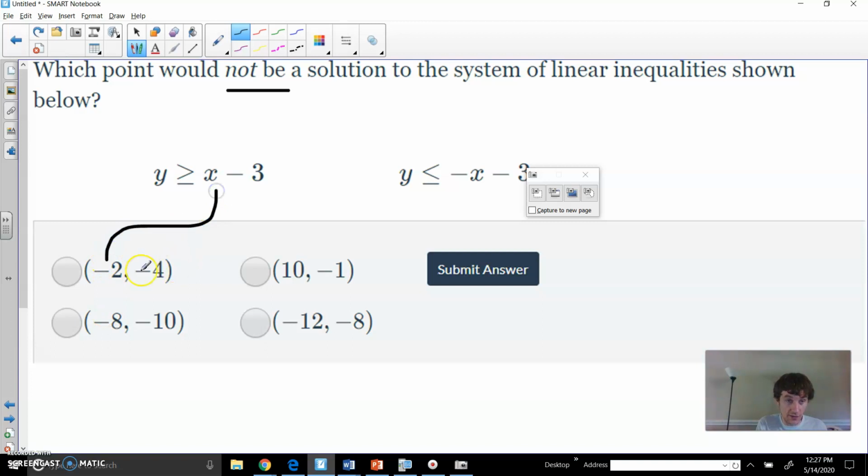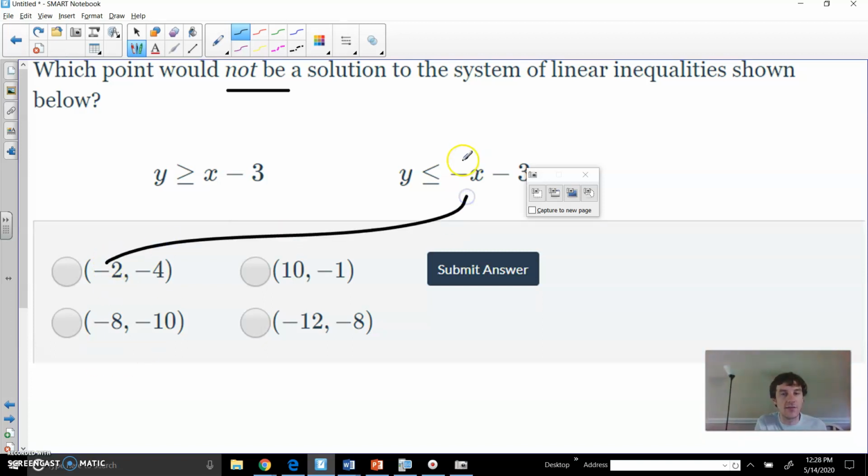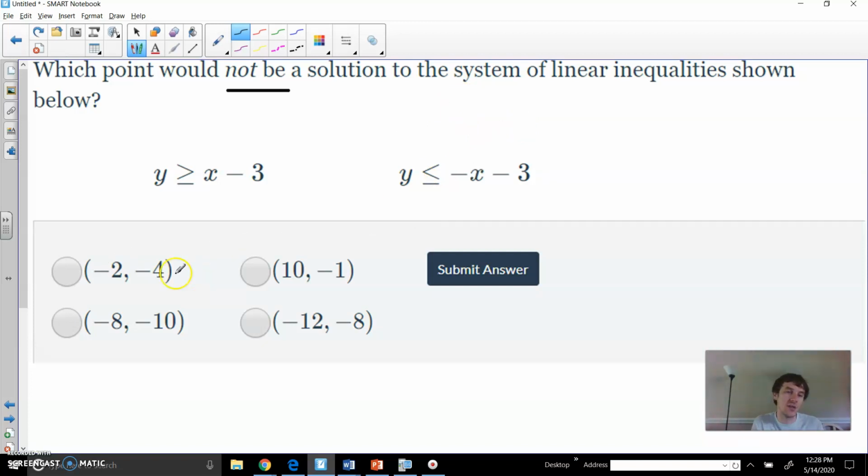Starting with the first one, -2 minus 3 would be -5. And if I put -4 over here, that would be greater than or equal to -5. That's true. Again, in the negative world, the smaller the number, it's really bigger. So let's try the other side. Negative -2 would be +2, and if you subtract 3, that'd be -1. Let's see if that comes out to be true when I put the y value in. -4 is less than -1, so that works out to be true.